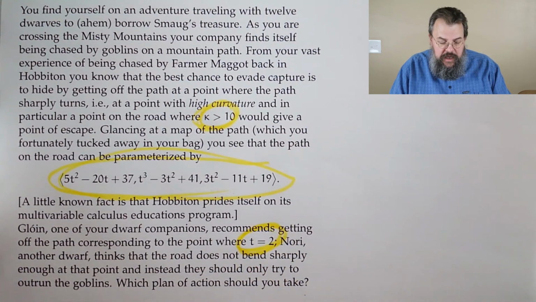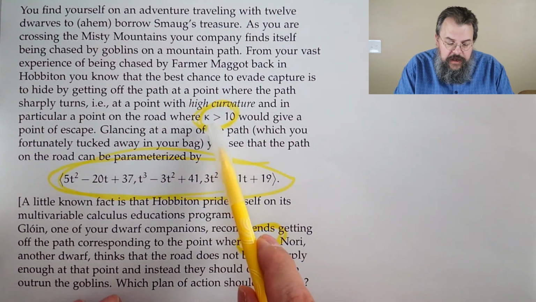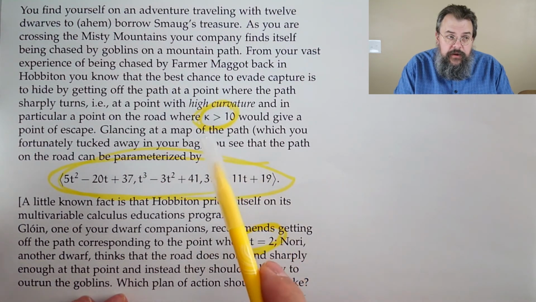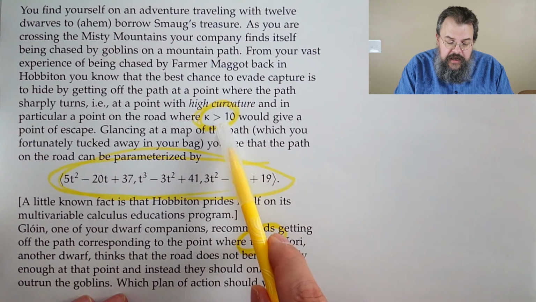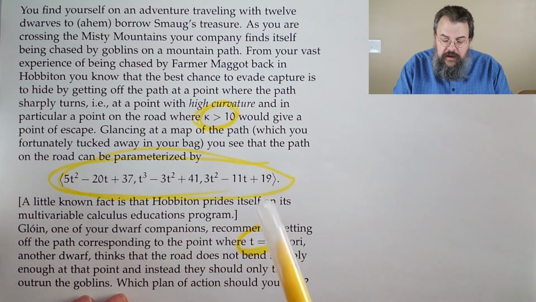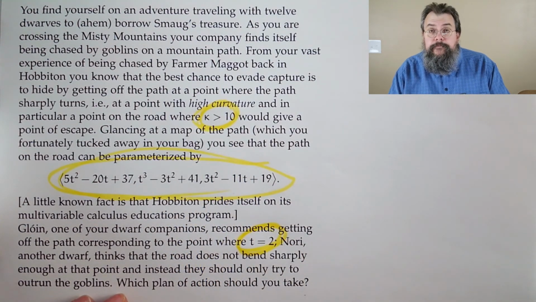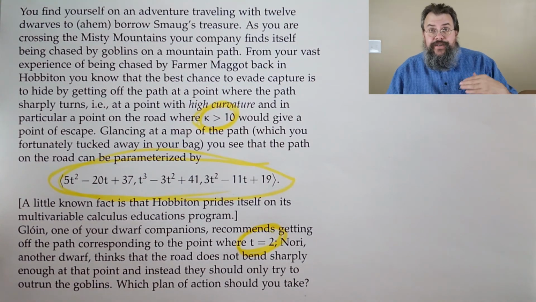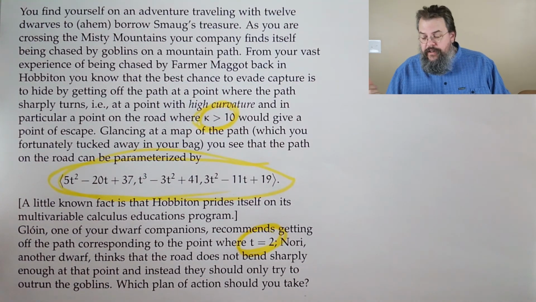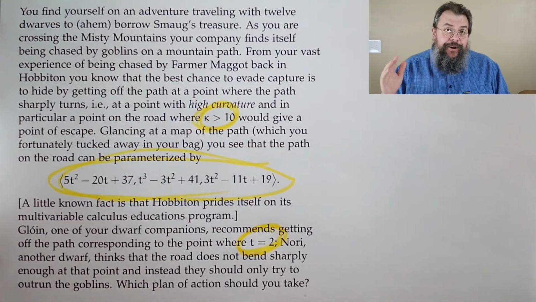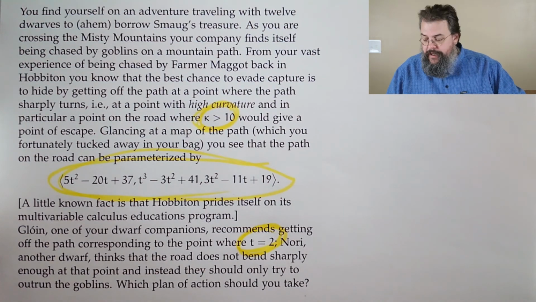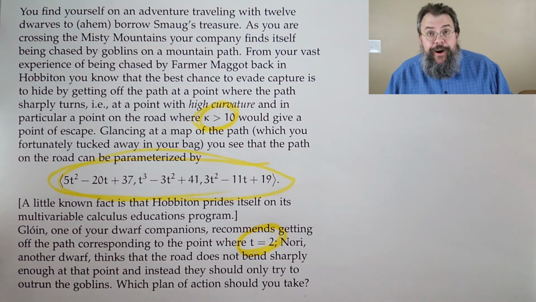And so we say, okay, so what needs to happen? Well, it says the question comes down to curvature. So is the curvature above 10 for this curve at that time? And depending upon whether the answer is yes or no, that's a jump off the path or keep running and hopefully the goblins don't chase you any farther.